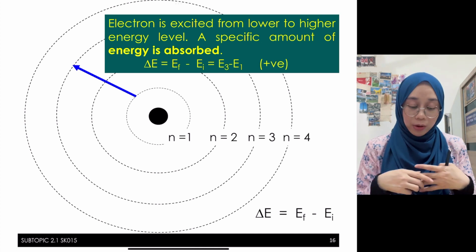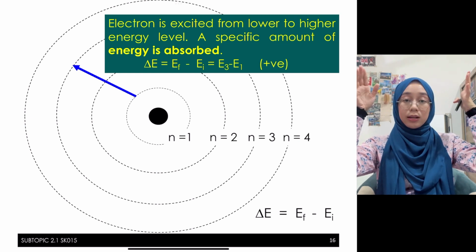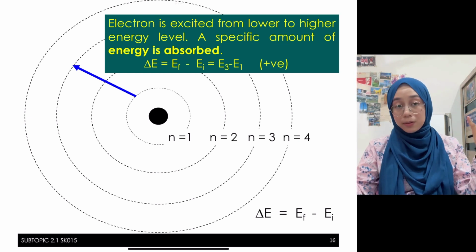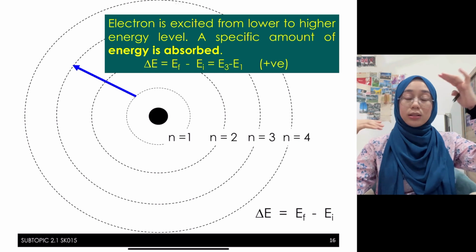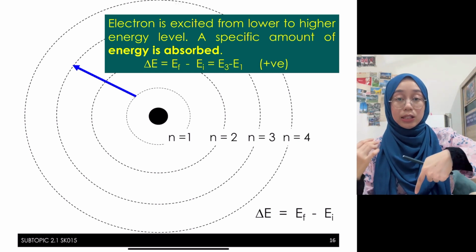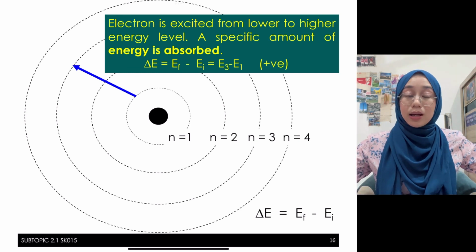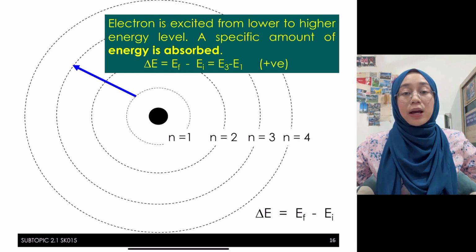Okay, meanwhile bila dia berada dekat atas tadi, apa jadi? Adakah bila elektron berada dekat atas, dia stable? No, it's not stable. So since the electron at excited state is unstable, what happen? It will fall back to the lower energy level. Bila dia fall back pula, it release a specific amount of energy in the form of photon.